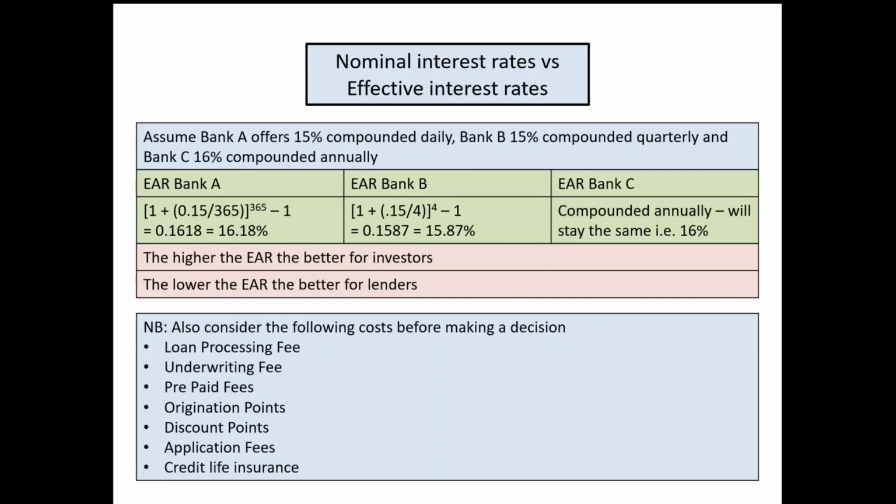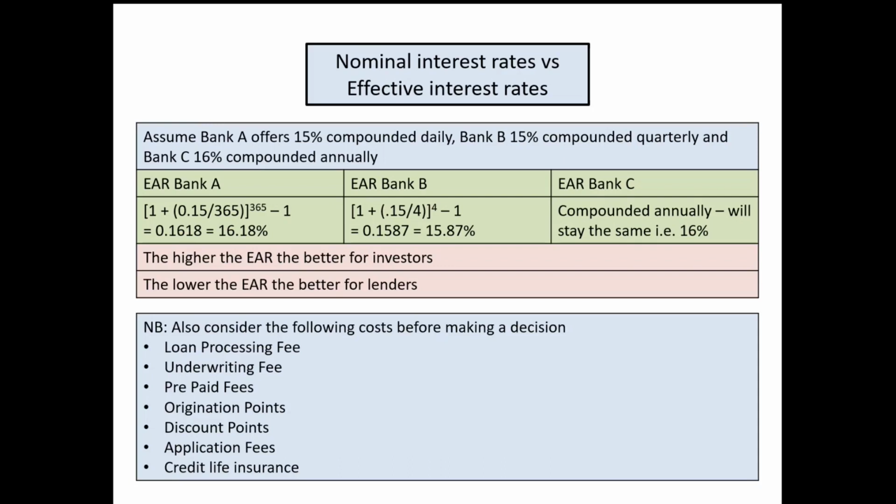You get 0.1587 or 15.87%. And in the case of Bank C, it's already telling us that it's compounded annually, so we don't have to do any calculation there. We just keep the 16%. Okay, and now we can see that Bank A, the effective interest rate is 16.18 per year. In the case of Bank B, it's 15.87, and in the case of Bank C, it's 16%. Now, the higher the effective annual rate is, the better it is for investors. You want a high rate if you are going to invest.